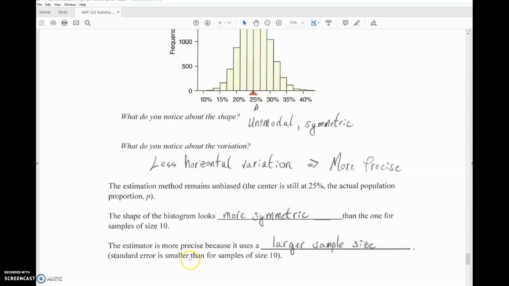The standard error is smaller than for samples of size 10. I haven't even talked to you about how to compute the standard error, but remember the standard error is the standard deviation of the sampling distribution. So it's the standard deviation of this. And this has a smaller standard deviation, which you can see. So that means the standard error is smaller than what we saw for samples of size 10.